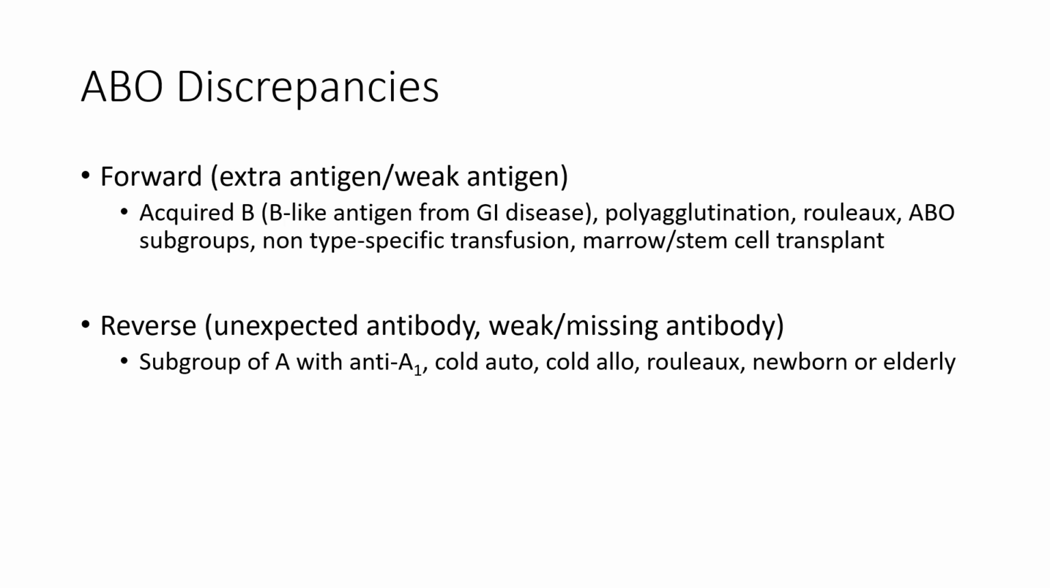Discrepancies found in reverse typing are usually caused by unexpected antibodies or a weak or missing antibody. Examples of these types of discrepancies are a subgroup of A with an anti-A1, a cold autoantibody, a cold alloantibody, rouleau, or age, either young or very old.